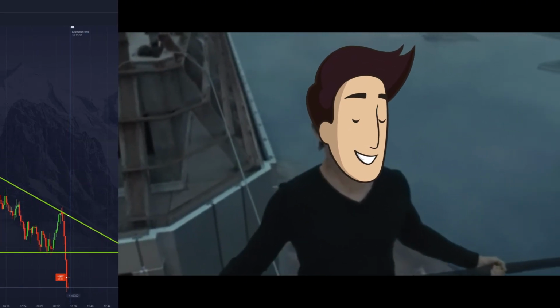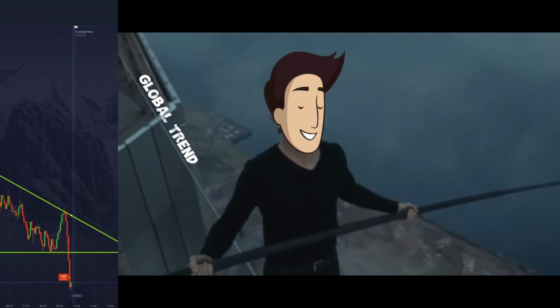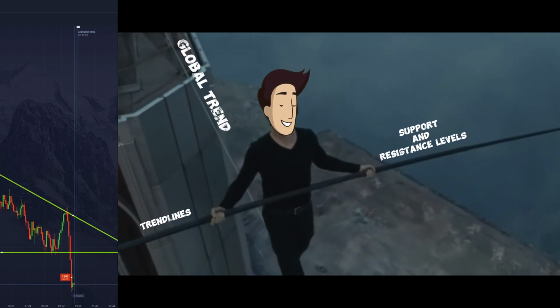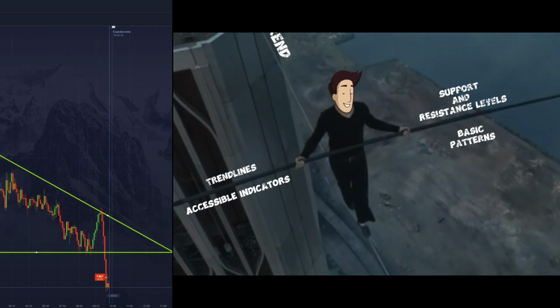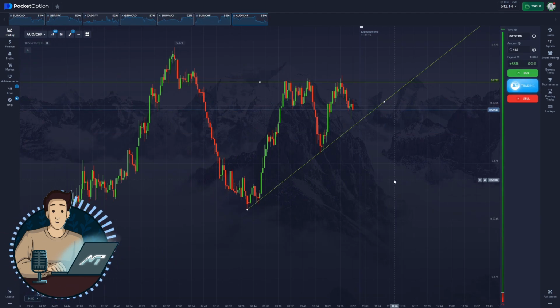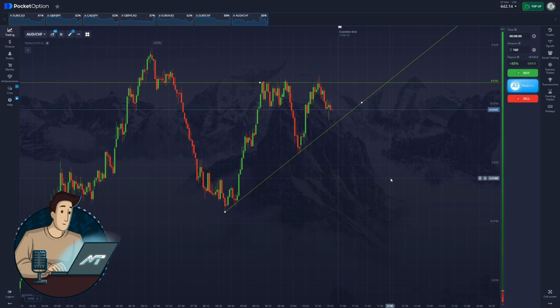We stick to strategies based on trading with the global trend, focusing exclusively on that trend. We use simple tools like support and resistance levels, trend lines, basic patterns, the volatility shift principle, and straightforward indicators. And just like that, the second trade in the triplet closes in profit. Now for the trade number 3, with a solid 85% payout.